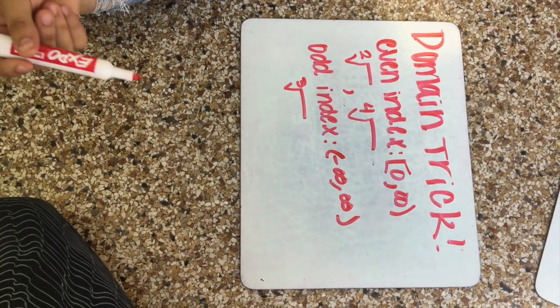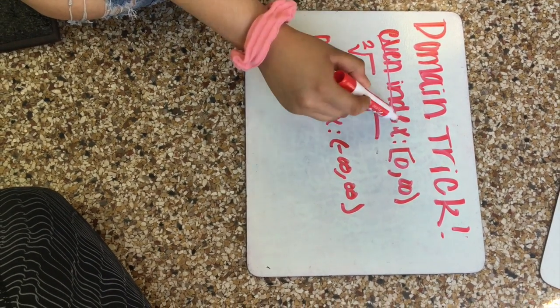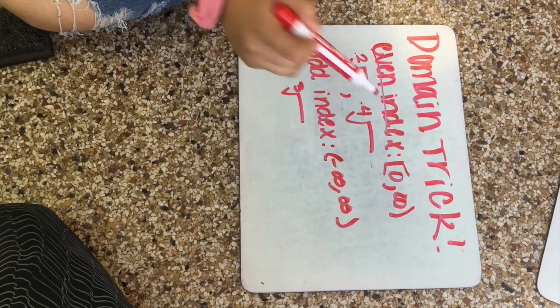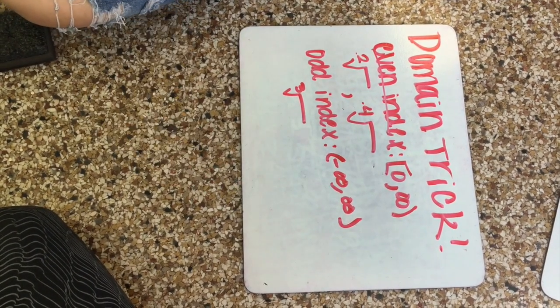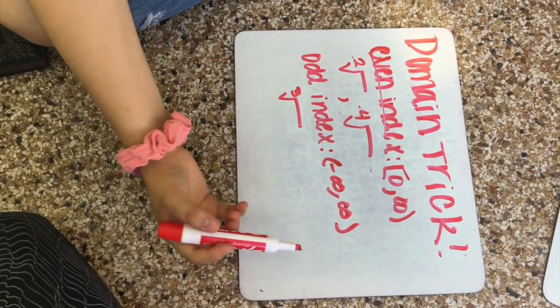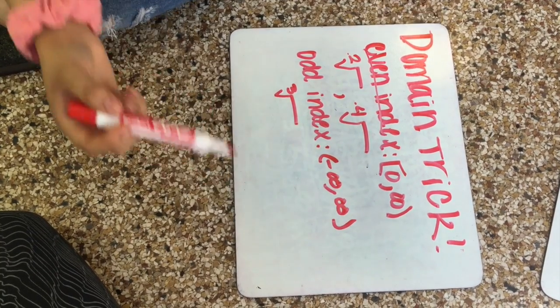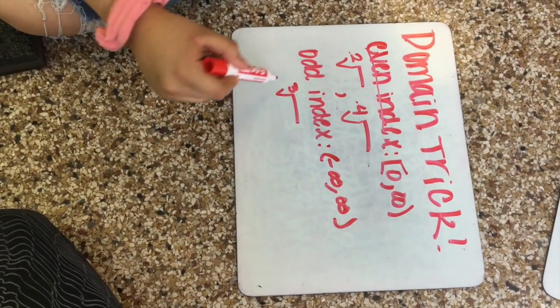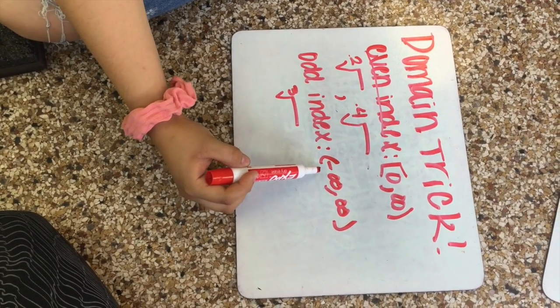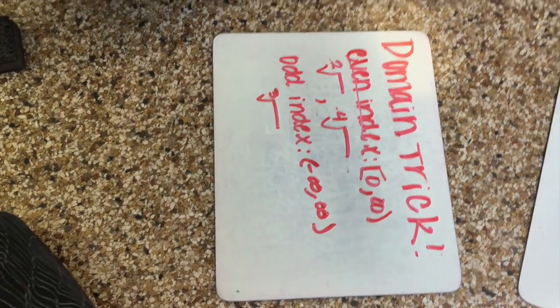Here's a trick to help you with domain. If there's an even index, which are the numbers above the radicals, the exponents above the radicals, the domain would be 0 to infinity. If it's an odd index, such as 3, it would be negative infinity to infinity.